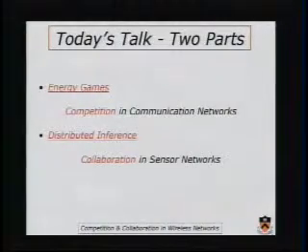And we can think about this as being a model for competition in communication networks. And then the other problem, as I mentioned, will be distributed inference. And here, this is an example of collaboration in sensor networks. So the distinction being that communication networks are networks for which the application is communication of data or communication of voice. And sensor networks are networks in which the application is primarily inference, detection, and estimation.